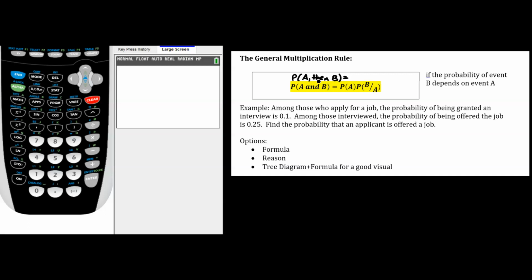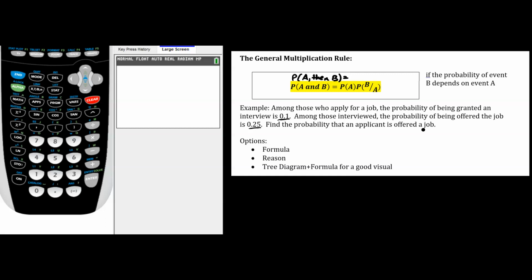Okay, so let's take a look at an example, and when we go through the example, I want you to see that you actually have a number of options for arriving at the answer. The example says, among those who apply for a job, the probability of being granted an interview is 10%, or 0.1. Among those interviewed, or given that someone has received an interview, the probability of being offered the job is 25%. Find the probability that an applicant is offered a job.